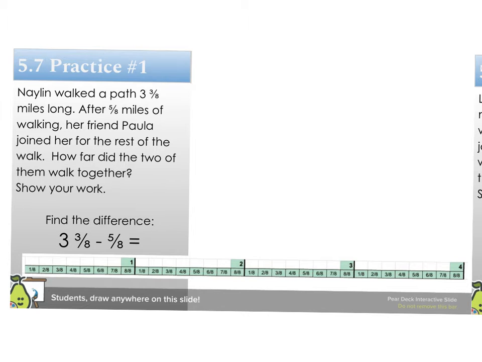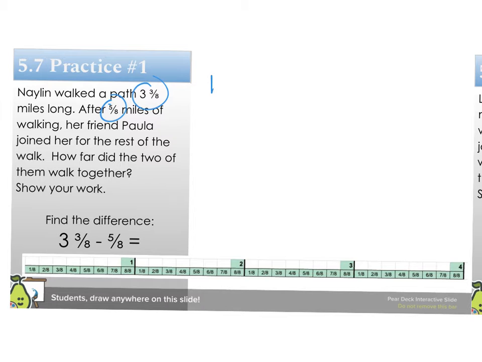Lesson 5.7, practice number 1. Naileen walked a path 3 and 3/8 miles long. After 5/8 miles of walking, her friend Paula joined her for the rest of the walk. How far did the two of them walk together?